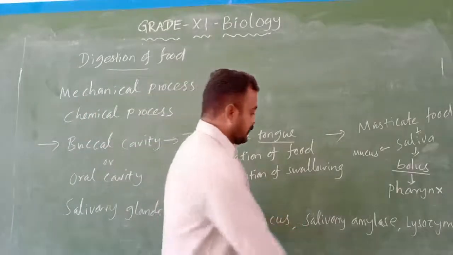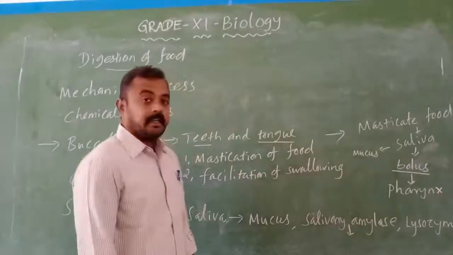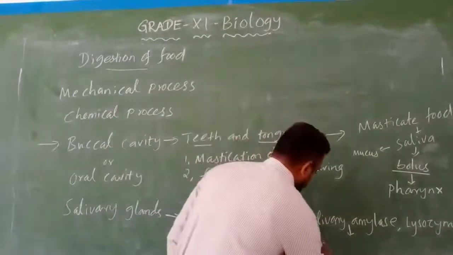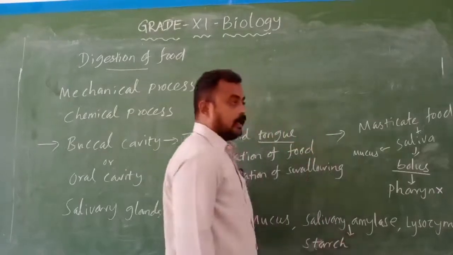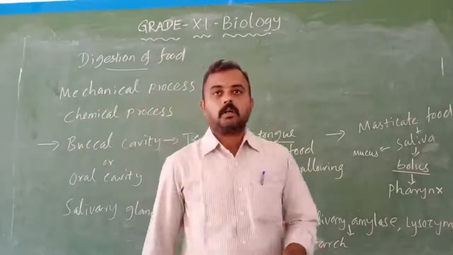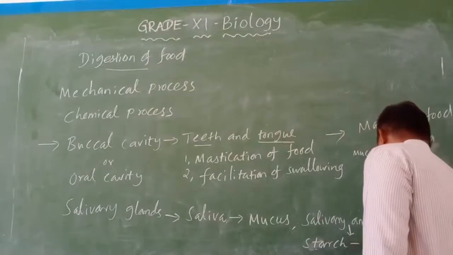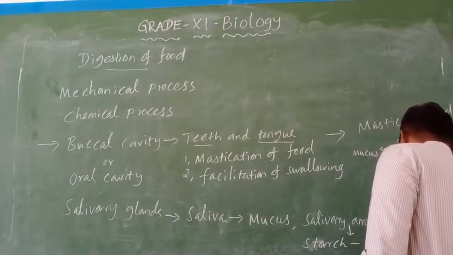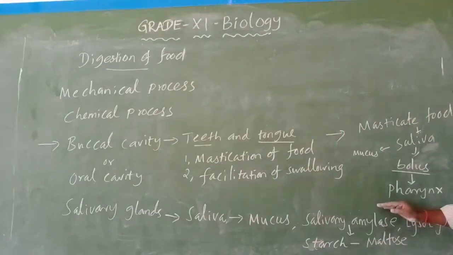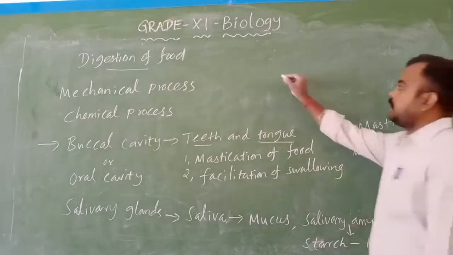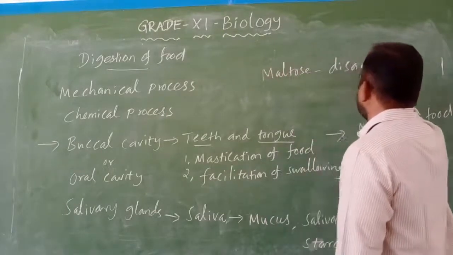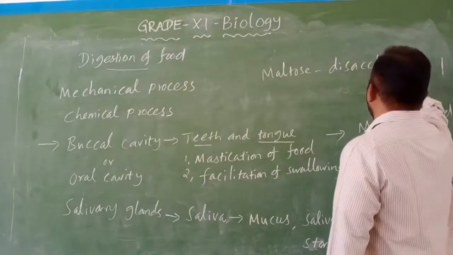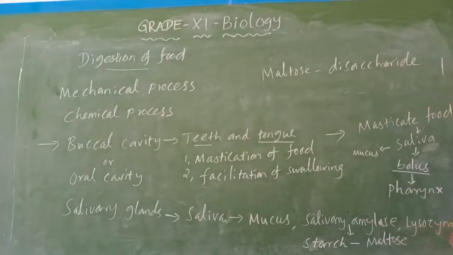Mucus. Then salivary amylase. Salivary amylase converts the starch into maltose. Salivary amylase acts on the starch, and that starch is converted into maltose. Maltose is a disaccharide.